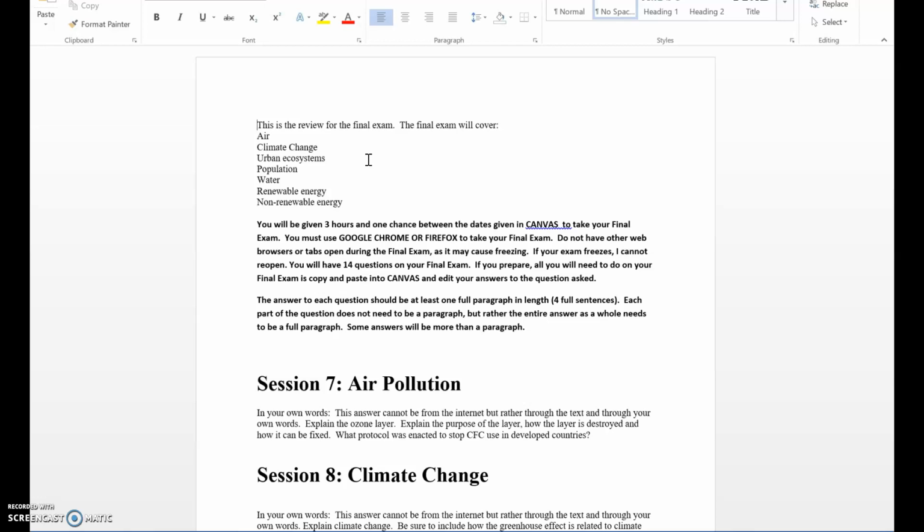If you prepare, all you will need to do on your final exam is copy and paste into Canvas and edit your answers tailored to the questions that are asked. The answers to each question should be at least one full paragraph in length. At least 4 sentences is one full paragraph. Each part of the question does not need to be a paragraph, but rather the entire answer as a whole needs to be a full paragraph.